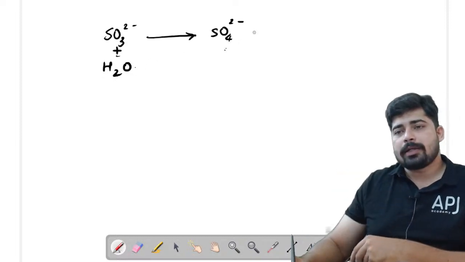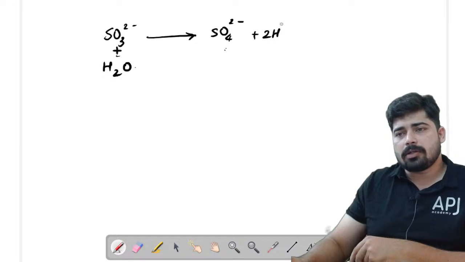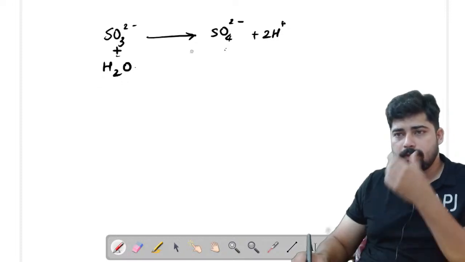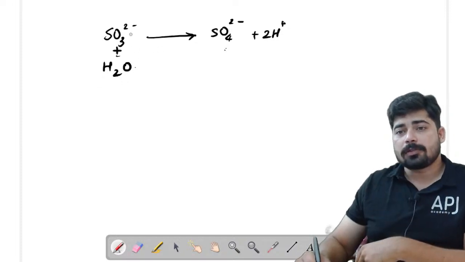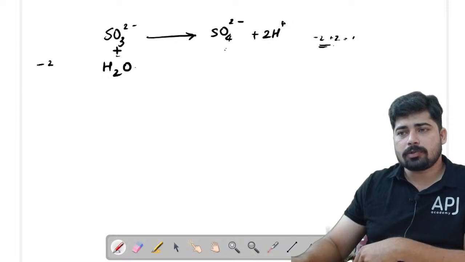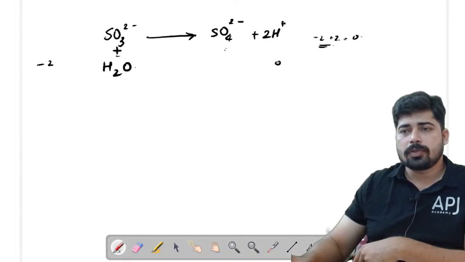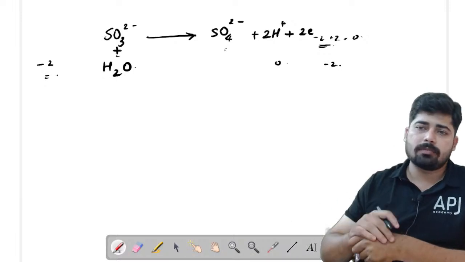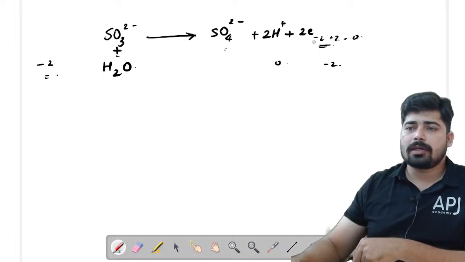Now we have to balance hydrogen, so 2H+ I have to add because in the LHS we have 2 hydrogen atoms. Now we have to check for the charge. Here it is -2 charge, here it is -2 and +2 charge, so both the charges cancel out, so the charge here is 0. So here it is 0 and here it is -2. So I have to add 2 electrons here so that both sides become charge equal, -2 and -2. So this is our equation 2.